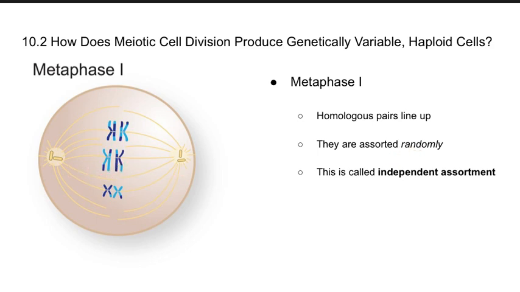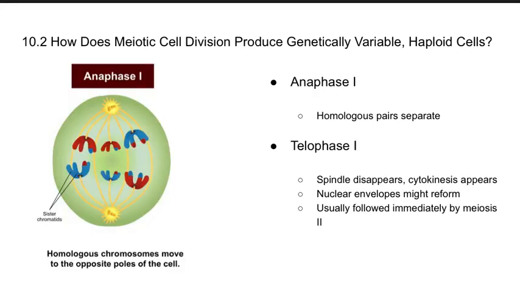This random assortment has a name. It is called independent assortment, and I would say make sure you know that independent assortment happens during metaphase 1. So you get this random alignment of maternal and paternal chromosomes. You don't know which one's going in which direction, and that's again going to increase genetic diversity. And then you get anaphase 1, where the homologous pairs separate. So they will separate here.